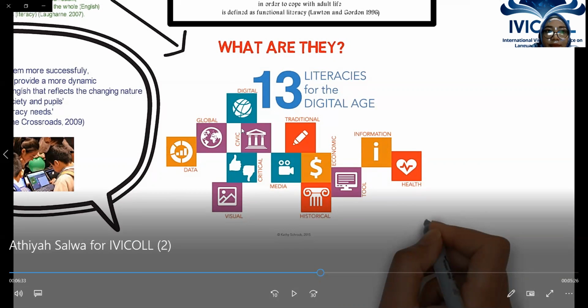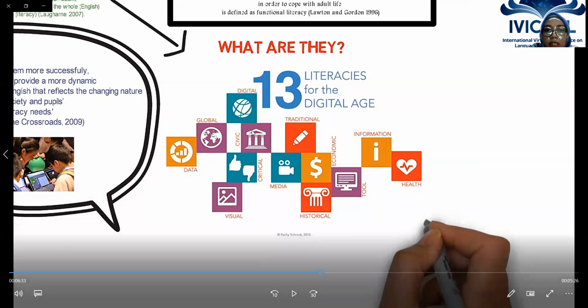And this one is civic literacy. What is this? This is knowledge on how to actively participate and effect change in the local community and society. So, what role do we have in our society? Okay, this one.